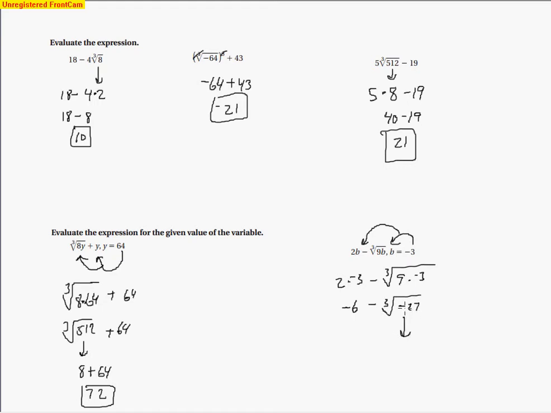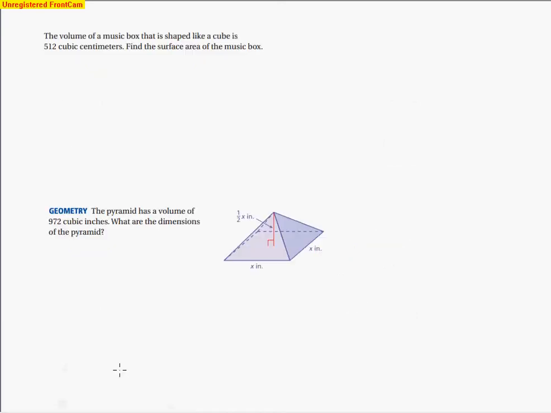So the cubic root of negative 27 is negative 3, and then I take away negative 6. Taking negative 6 away from negative 3, I'll add the opposite there. It leaves me with negative 3 as the answer. Well, a couple more problems here.